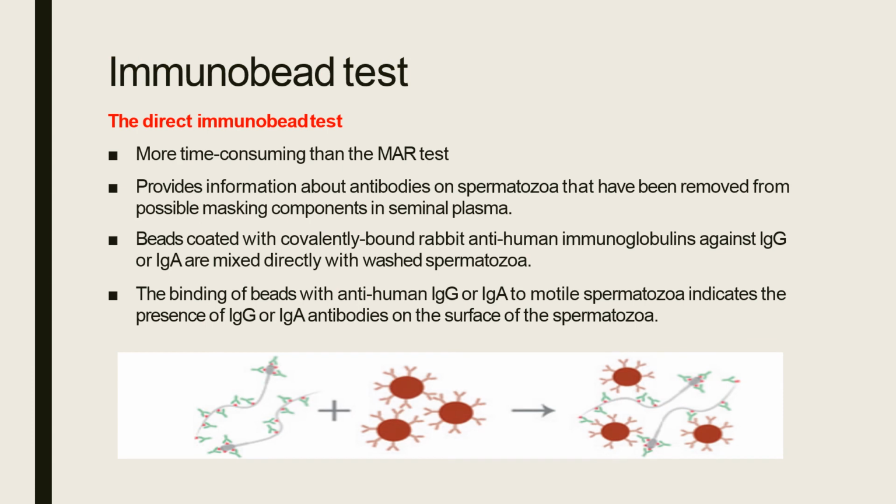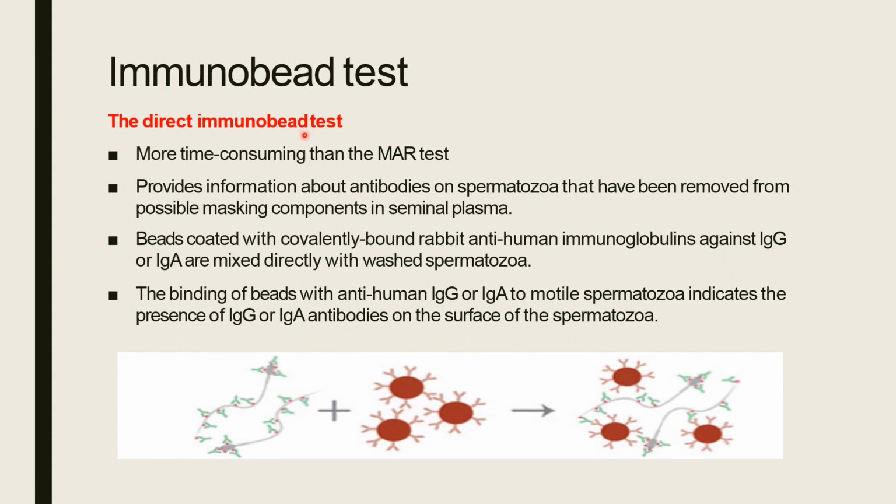In order to determine anti-sperm antibodies by using the immunobead test, we need polyacrylamide beads that are coated with anti-sperm antibody binding antibodies. So these antibodies that are bound with these polyacrylamide beads can bind with anti-sperm antibodies, so they can detect anti-sperm antibodies. In the immunobead test, these antibodies can directly bind with the anti-sperm antibodies present on sperm or in seminal plasma.